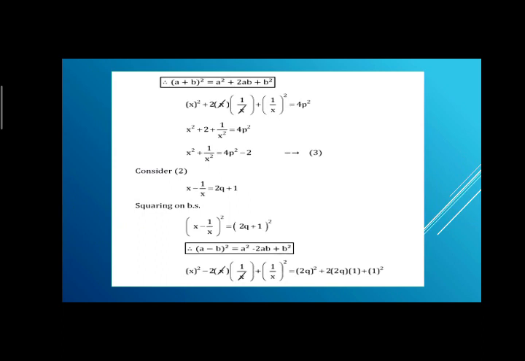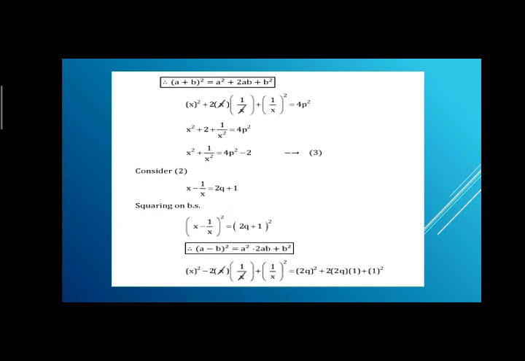Now consider equation number 2 and then square on both sides. Here we have x minus 1 over x whole square is equal to 2q plus 1 whole square. Here we apply the formula on both the left hand side and right hand side, a plus b and a minus b. So applying the formula on x minus 1 over x whole square, the value is x square minus 2 into x into 1 over x plus 1 over x whole square, that is equal to, applying the formula on 2q plus 1 whole square, 2q whole square plus 2 into 2q into 1 plus 1 square.